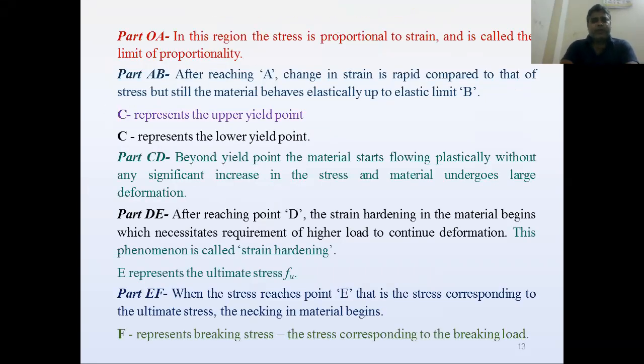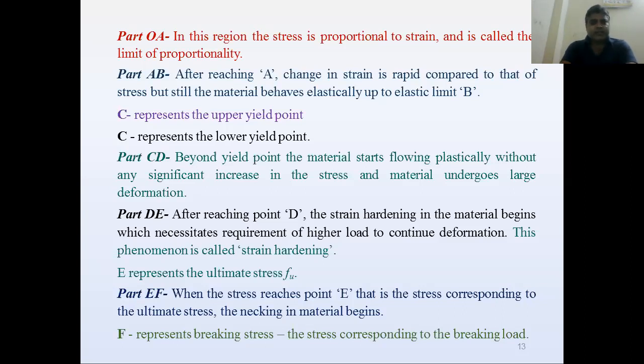Now, part OA: in this region, the stress is proportional to strain, and this is called the limit of proportionality. Part AB: after reaching A, the change in strain is rapid compared to stress, but the material still behaves elastically up to the elastic limit B. That means points A and B are almost constant.